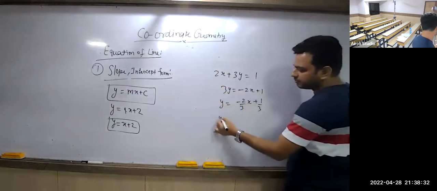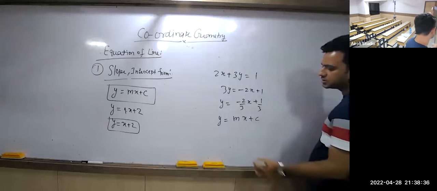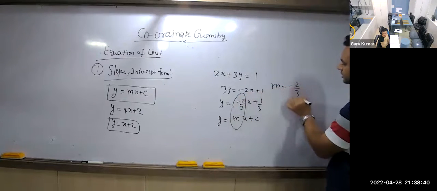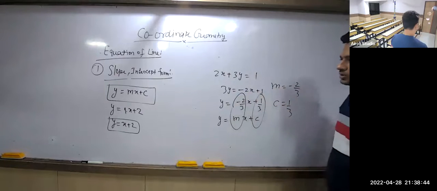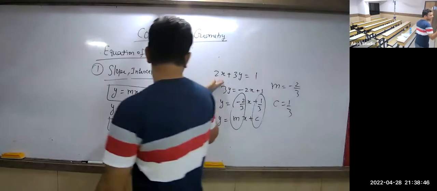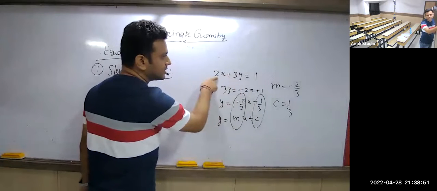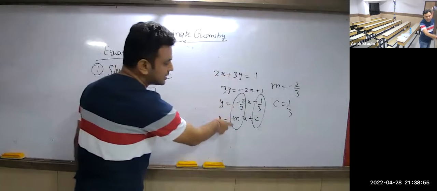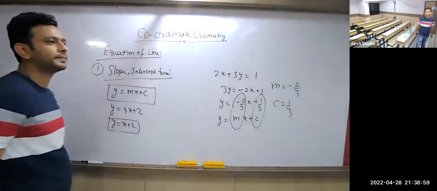Now I can compare this equation with the standard form, that is y equals mx plus c. So I'll get the m value as minus 2 by 3 and the y intercept as 1 by 3. So if they ask you to find the slope of the line, you can compare this line with the standard form and directly say the slope and y intercept of the line. Got it?